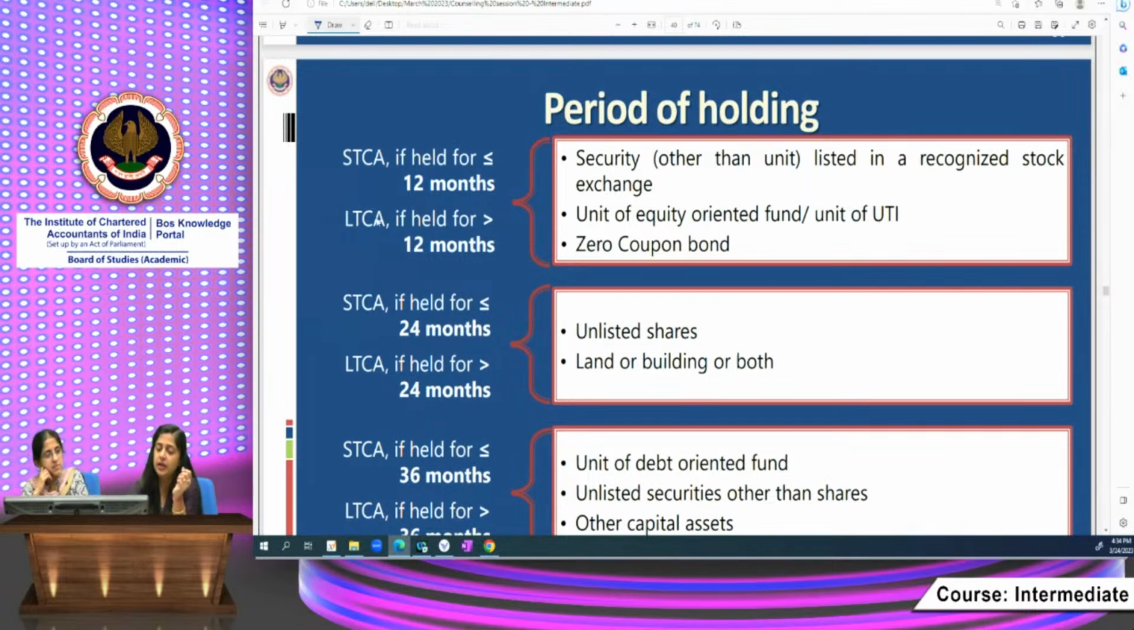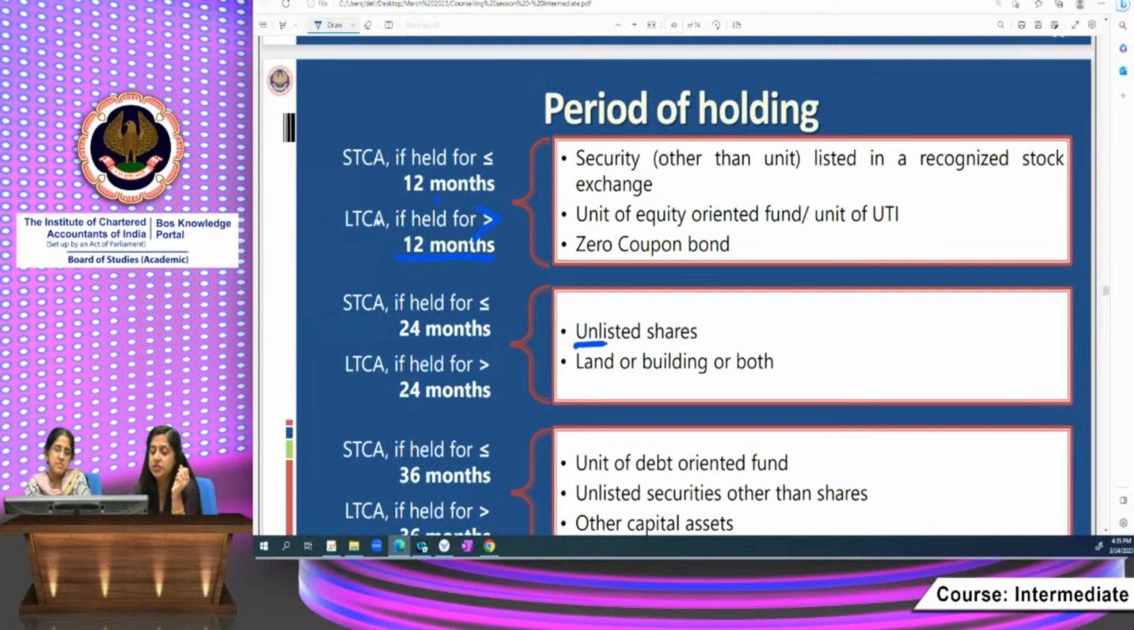For a capital asset to be a long-term capital asset, if it is a security other than a unit, which is listed on a recognized stock exchange, suppose there are shares listed in a recognized stock exchange, then it will be a long-term capital asset on transfer if it is held for more than 12 months. Like a unit of an equity oriented fund or unit of UTI or zero coupon bond, if they are held for more than 12 months, it's a long-term capital asset. If it is held for equal to or less than 12 months, it's a short-term capital asset.